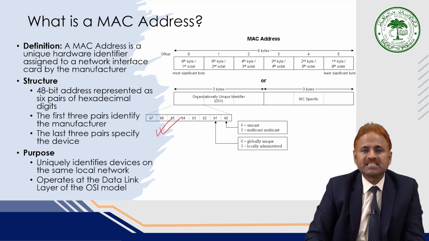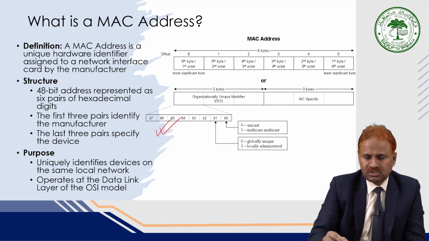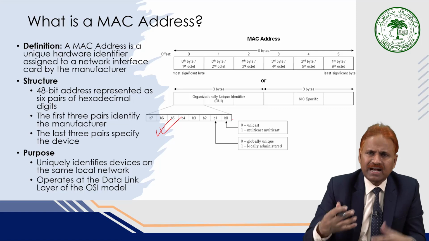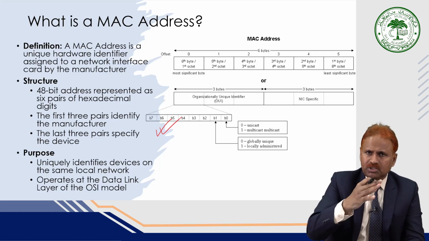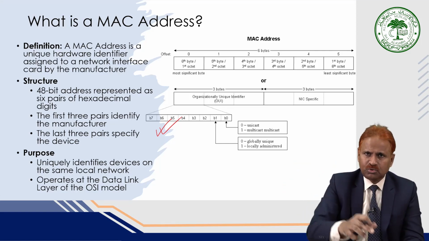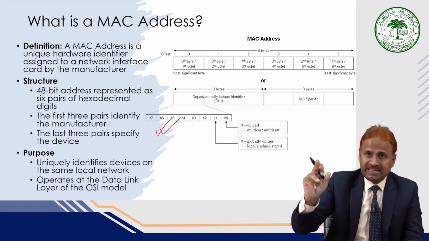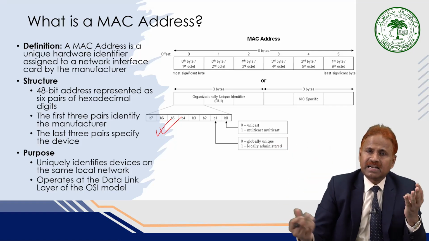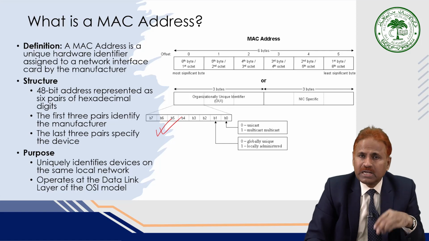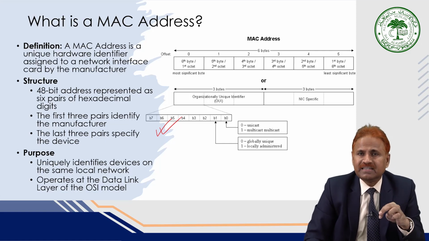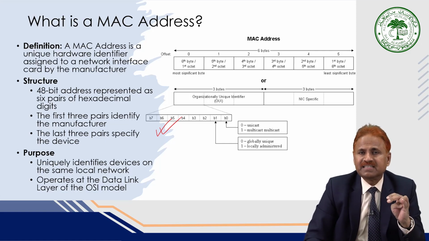represented as 6 pairs of hexadecimal digits. You see here hexadecimal digits. It is easier for us to remember. From 0 to 9, it is 0 to 9, but in hexadecimal we go from 0 to 15. So for 10, it is A. Similarly, for 11, it is B. For 12, it is C. For 13, it is D. For 14, it is E, and F is for 15.